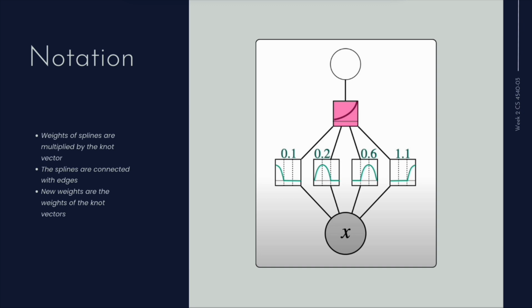These functions are then used in notations where the weights of the splines are multiplied by a certain number, which is the knot vector, and then the splines are connected with edges to the neurons, and the weights of the knot vectors are recorded as the new weights, as seen in the image on the right, which then ultimately trains the function instead of the weights in the Kolmogorov-Arnold networks.